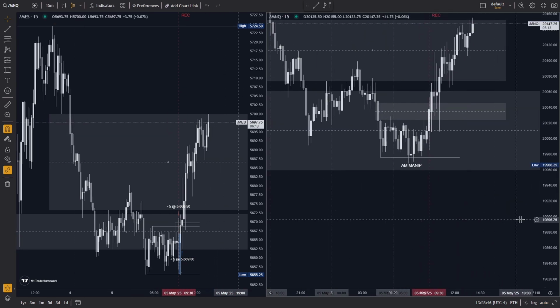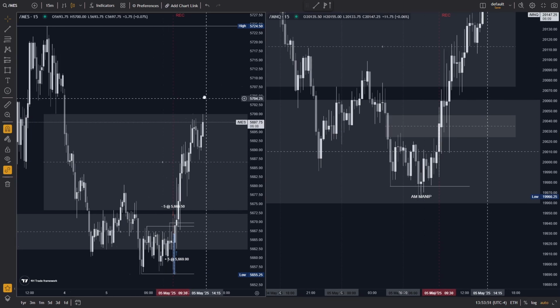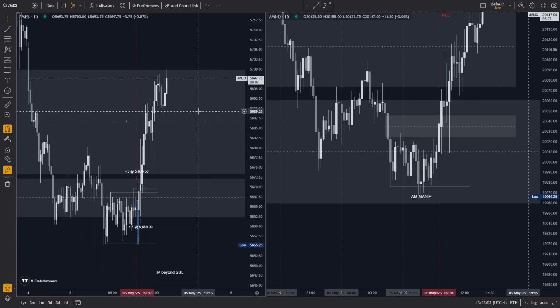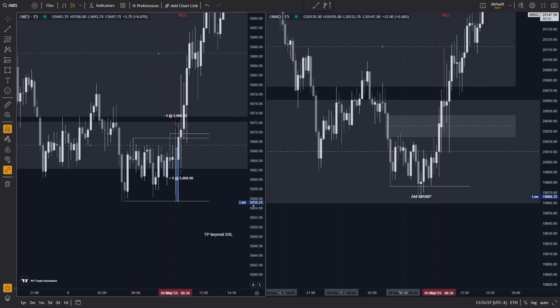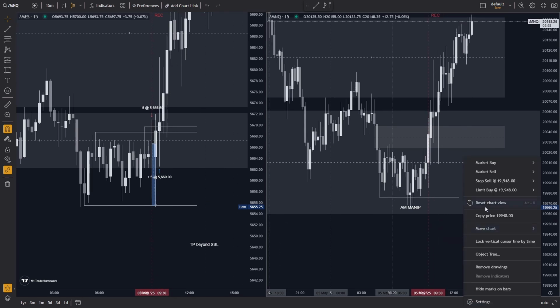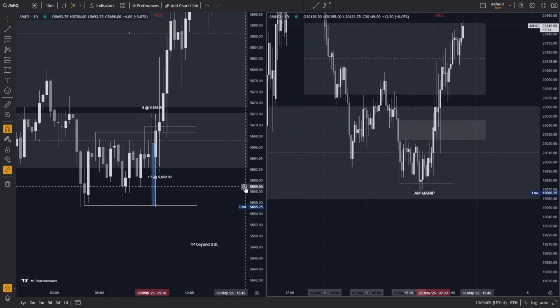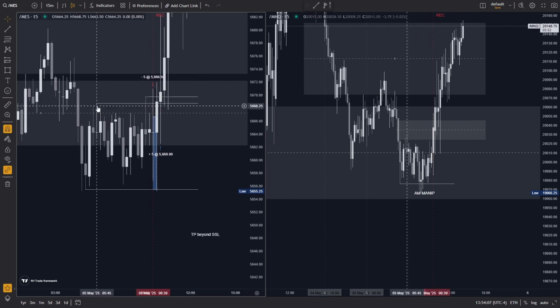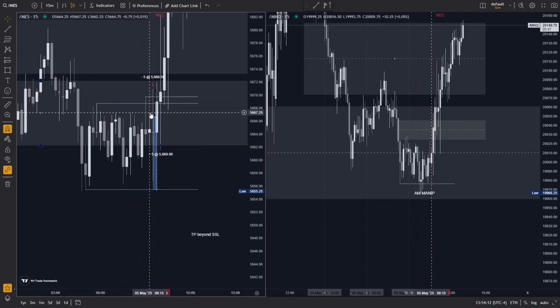So I hopped onto the market around 5:30 MST, so 8:30 New York time. As soon as I hopped on, I saw that we were consolidating, moving sideways, not doing a whole lot. Usually in a scenario like this, I'll mark out the external high and external low of the consolidation range and wait for one of those to get tapped into.